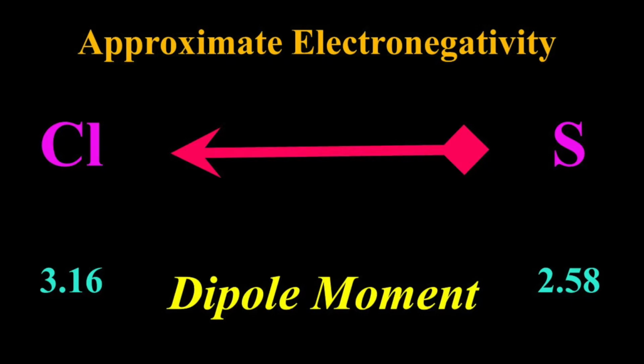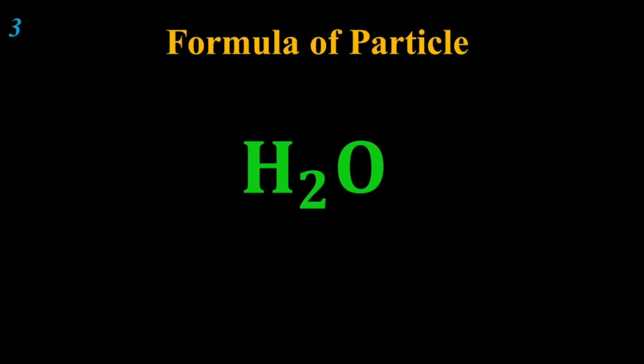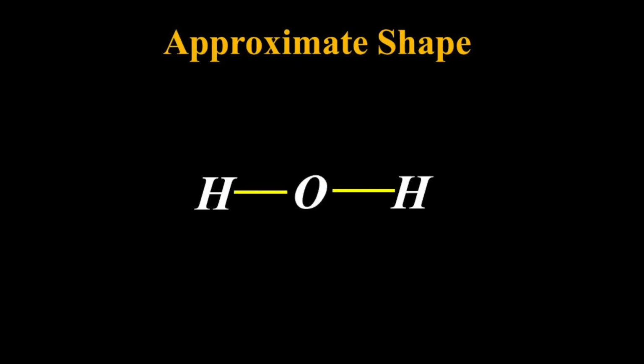Chlorine is more electronegative than sulfur, so you have a dipole shifting towards the chlorine, and you have no bond symmetry, and it is going to be polar. So the polarity is yes. Now, a very, very familiar molecule, H2O, otherwise known colloquially as water. So it's HOH, and without any information other than just those 3 atoms, we'll put down linear.